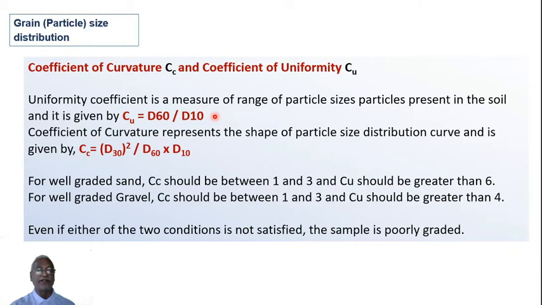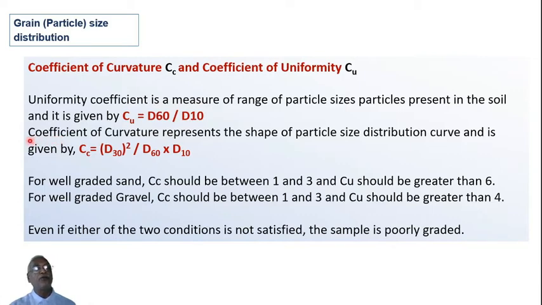I repeat that sentence. If Cu is nearer to 1 or almost 1, then it is poorly graded, or it has particles of the same size range. And if you have a value more than 4, more than 6, like that, then it will have a good mixture of all size particles.